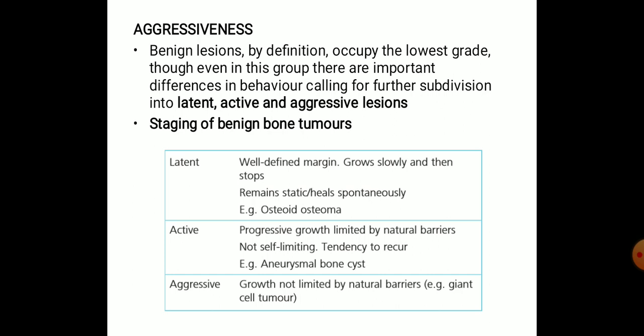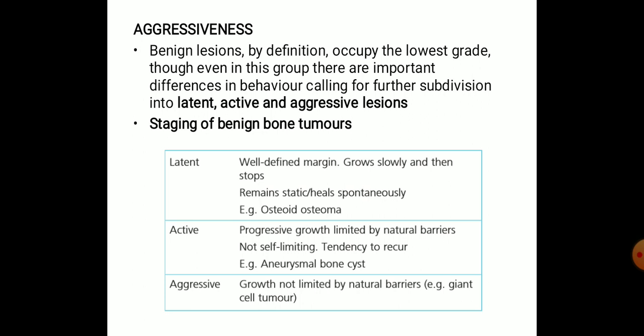Latent means it's a well-defined margin, grows slowly and then it stops. So it is something like a benign one. It is not going for further growth. It got its own growth and it stopped in that particular area and it is not going for any more metastasis. And second one is active. In active, it's progressive growth limited by natural barriers. So active means it is growing, but it is not spreading to the surrounding tissues, but the growth is still there.